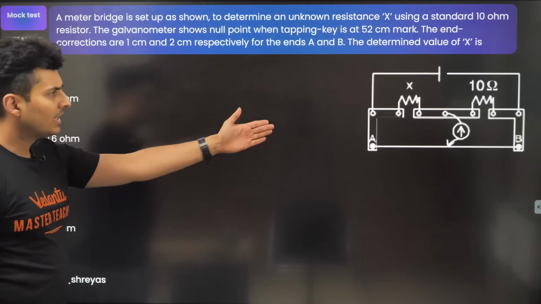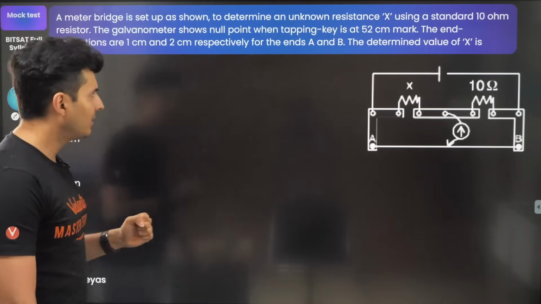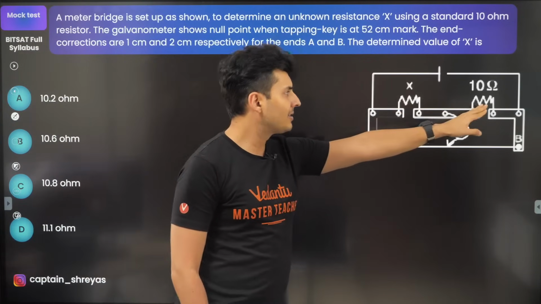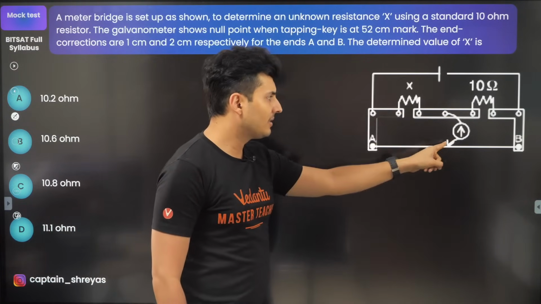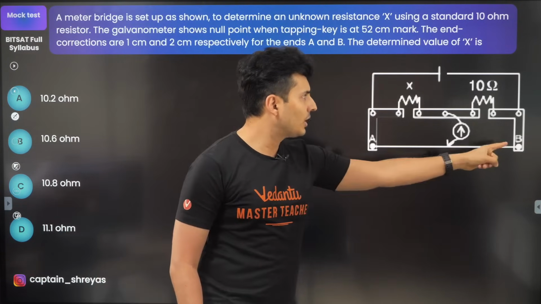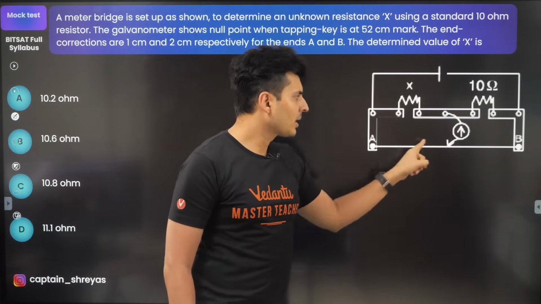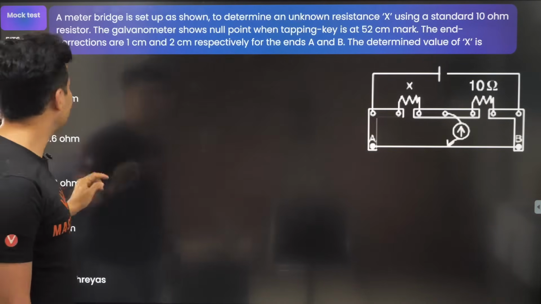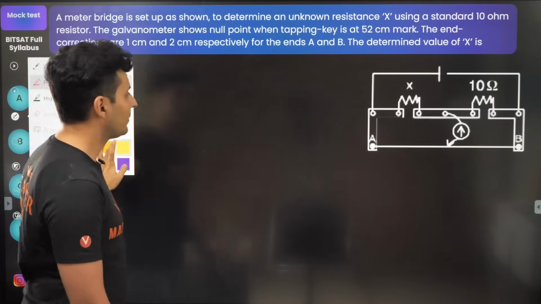Next one, it's a meter bridge question from current electricity. You want to find out the unknown resistance. This is the standard resistance. This is the galvanometer. This is the null point where it shows zero deflection. This is the potentiometer. This is the external battery. So you get that length, I suppose. Yes, the 52 centimeter mark.